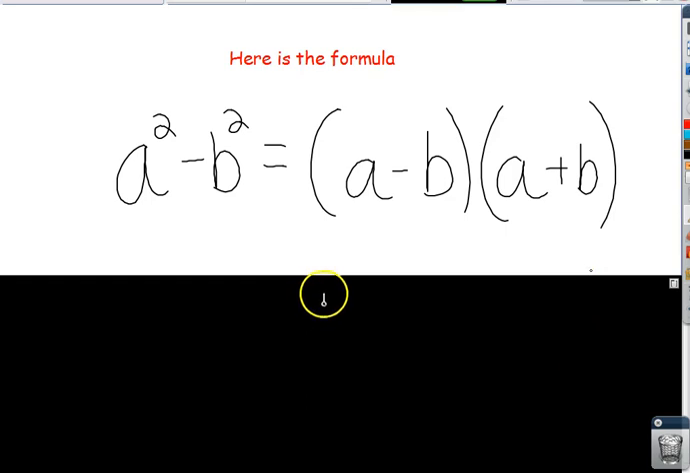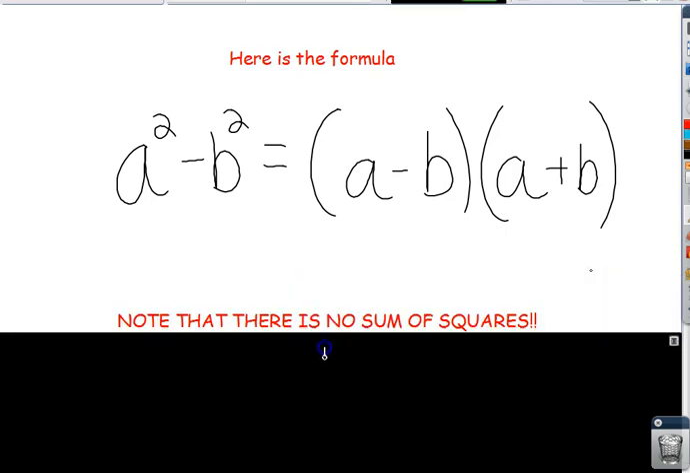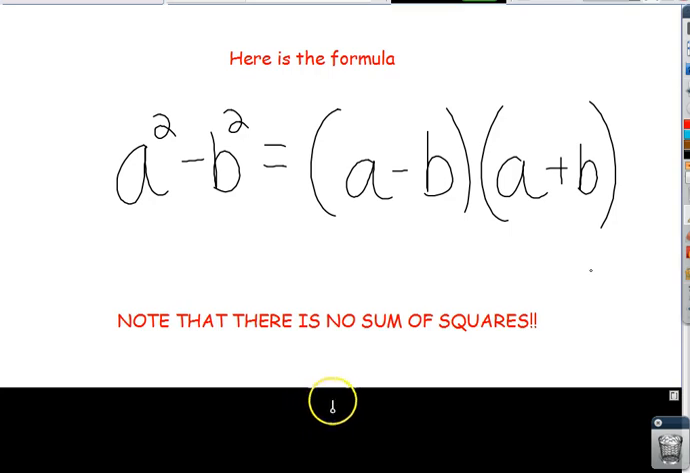Note something here in this entire lesson. There is no sum of squares, folks. Let me be very clear. There is no sum of squares. We only have the difference of squares. If this were a plus sign, I can't factor it like this. So let that soak in.